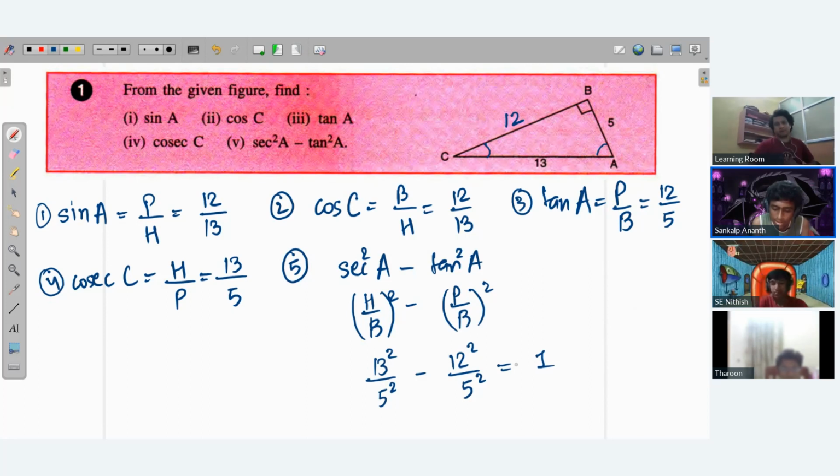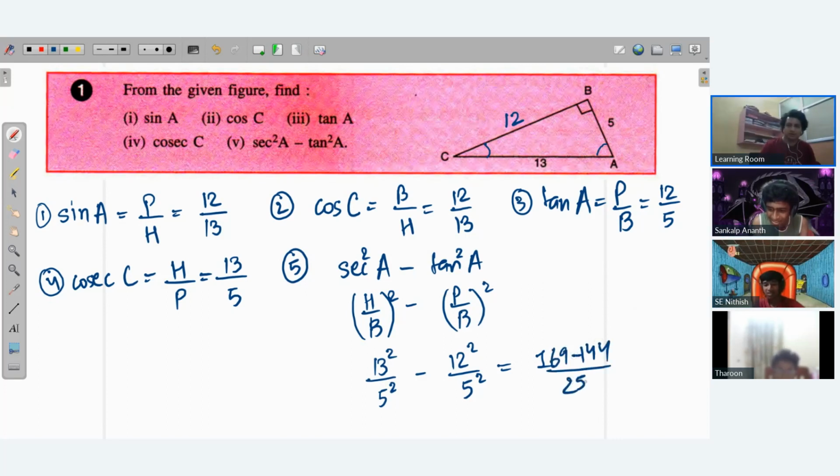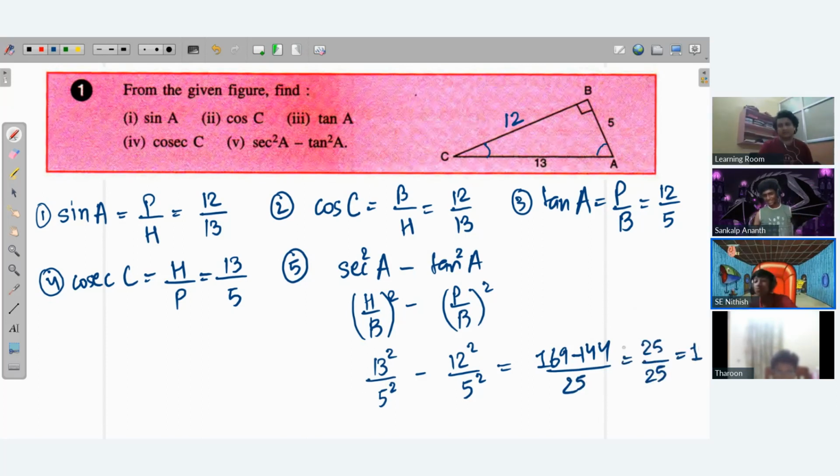Sir, but when we do it, 169 minus 144 by 25, then it will become a different answer, right, sir? Oh no! 169 minus 144 is 25. This is 25 over 25. Oh, this is what I did. Okay. I am so smart. When it comes to calculation, I'm smarter than Sankalp. When it comes to triangles, the logical ones, I'm not smarter than Sankalp.